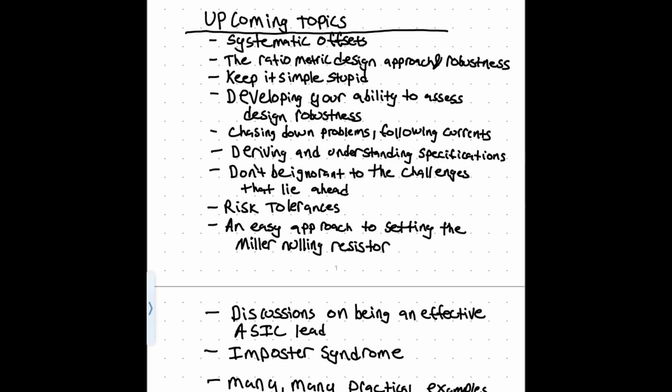Then I'd like to talk about my personal method for deriving and understanding specifications for the chip that you're working on. It's very important that even if you're not a lead, that you understand your specifications and that you know why they're derived the way they are. That gives you a handle on what the trade space is for this design that you may be working on.